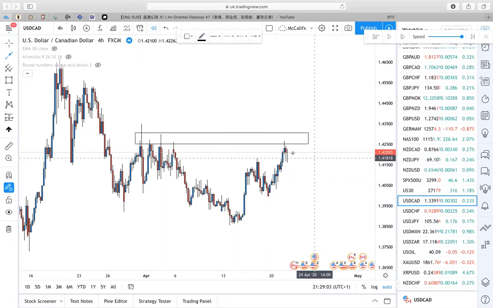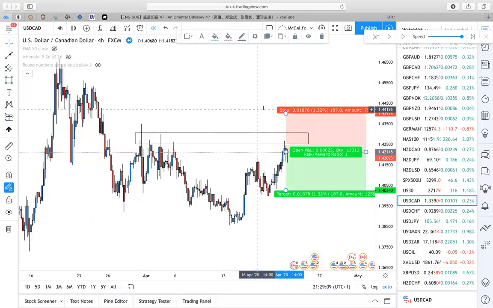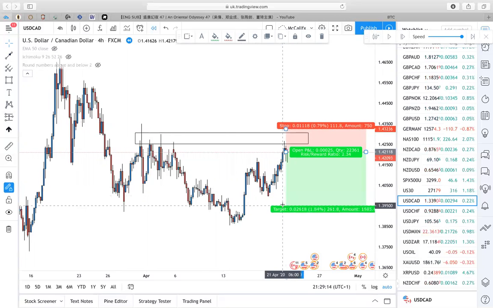So let's say I saw this rejection. After this rejection, I wanted to take my trade. I took a sell trade. Boom, right there. My stop loss is always going to be above my resistance, right? And then my take profit probably here. Let's see.